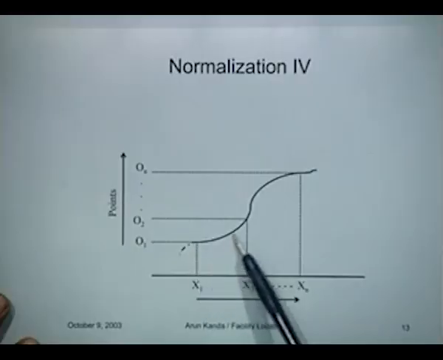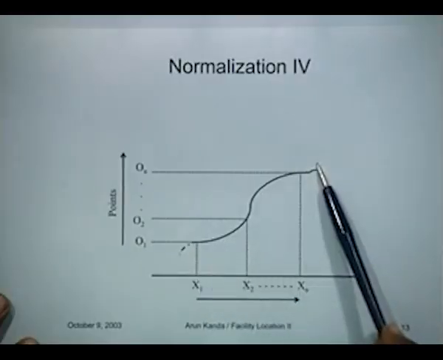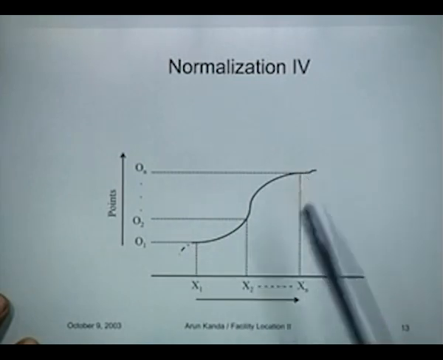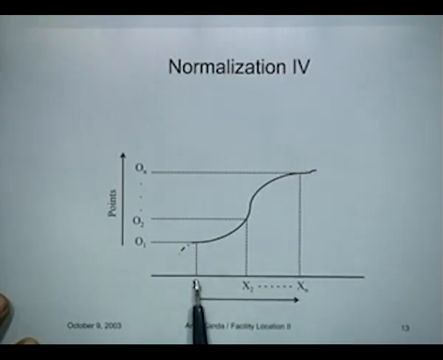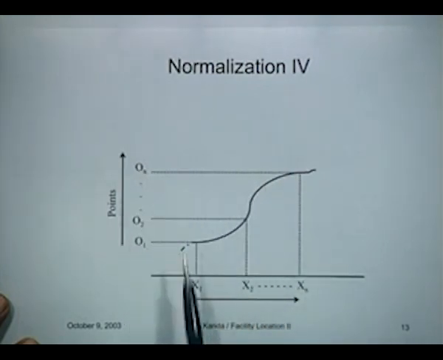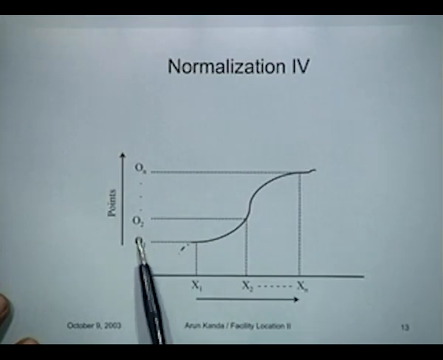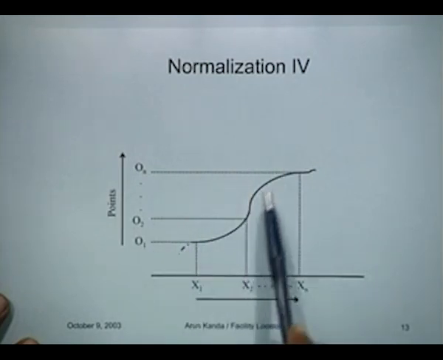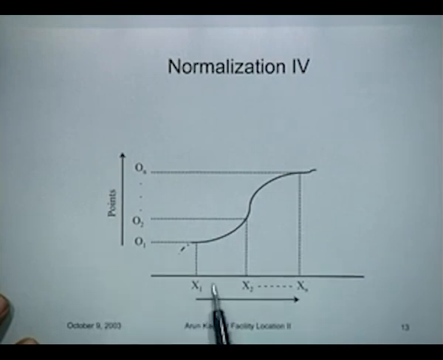It is not necessarily true that the normalization curve be linear or be portions of linear functions. A normalization curve could also be non-linear. So, if a non-linear function is there, so this is the least desirable, this is the most desirable. The most desirable aspect is given the maximum number of points, the least desirable is given the least number of points, and you can think of what would be the nature of this curve for your case.